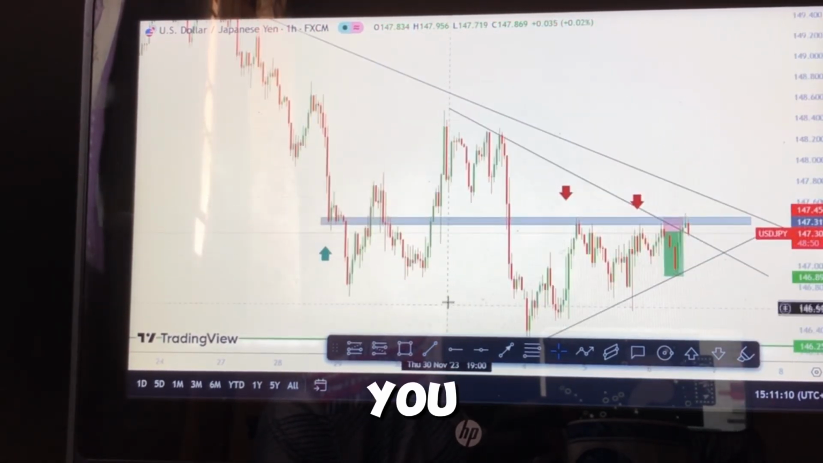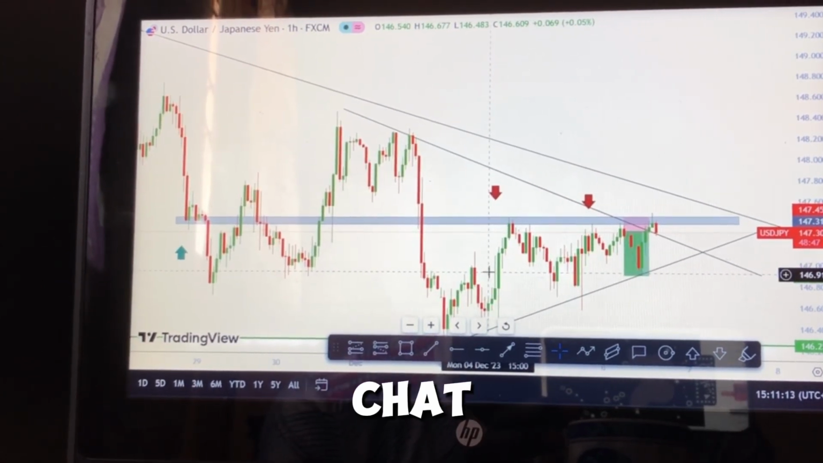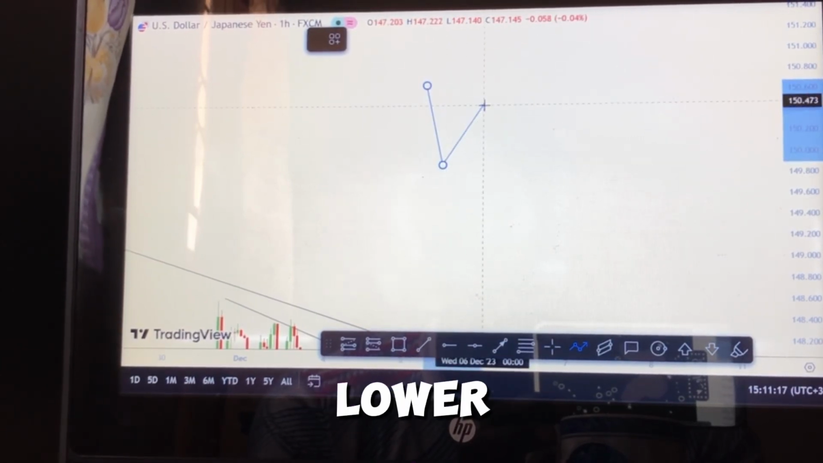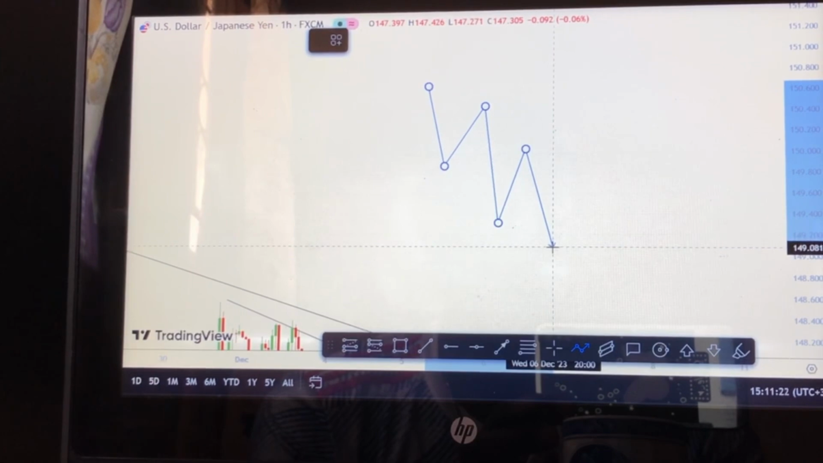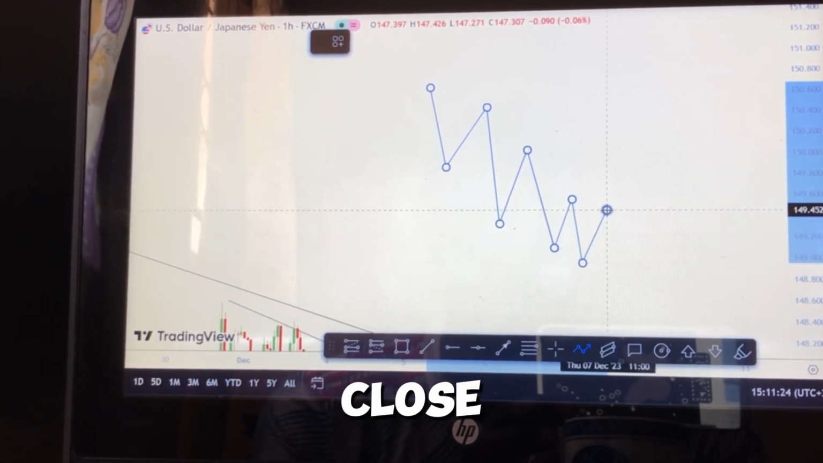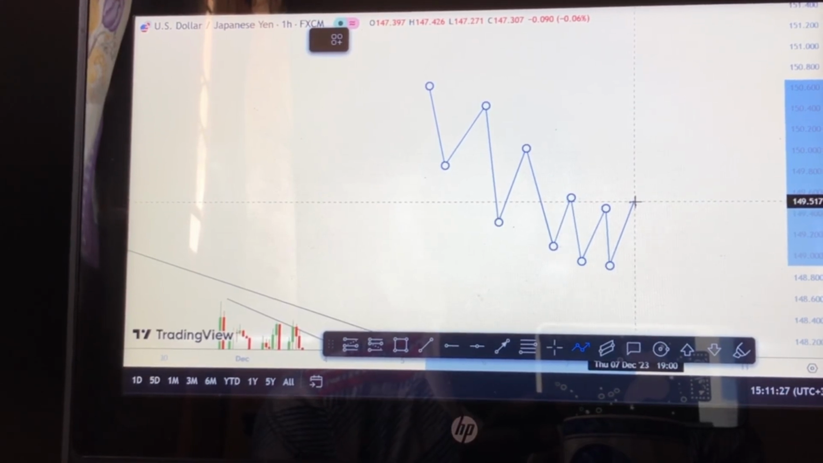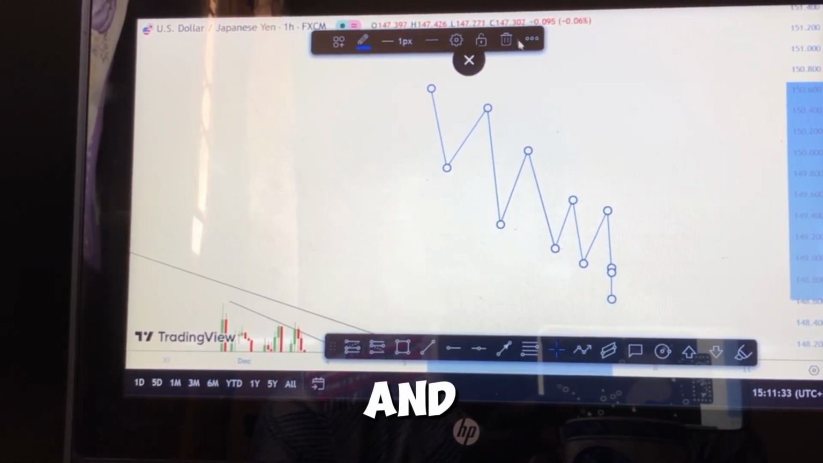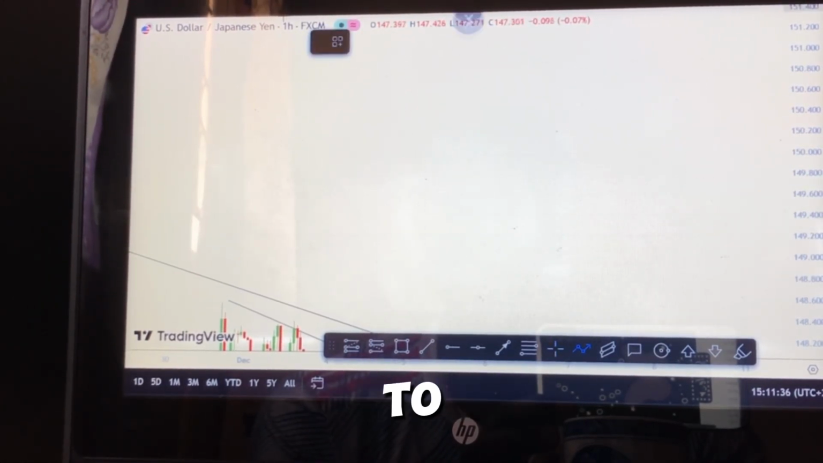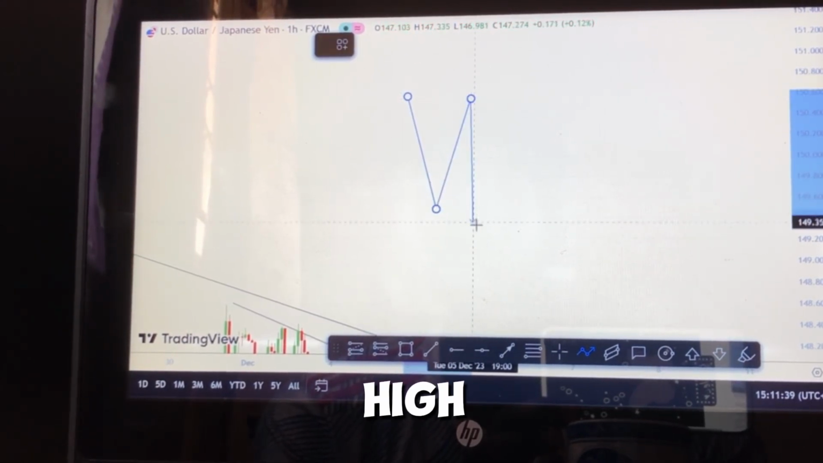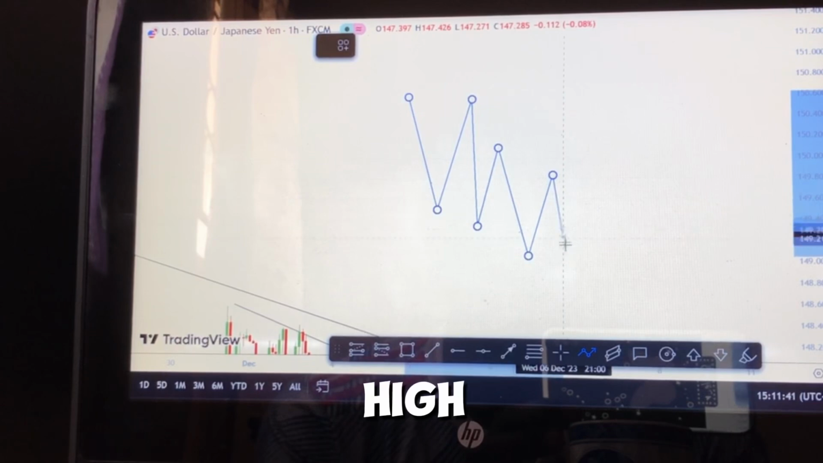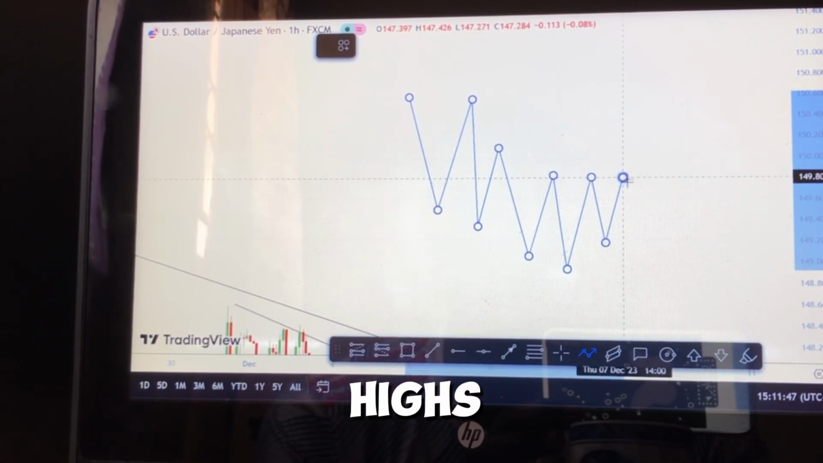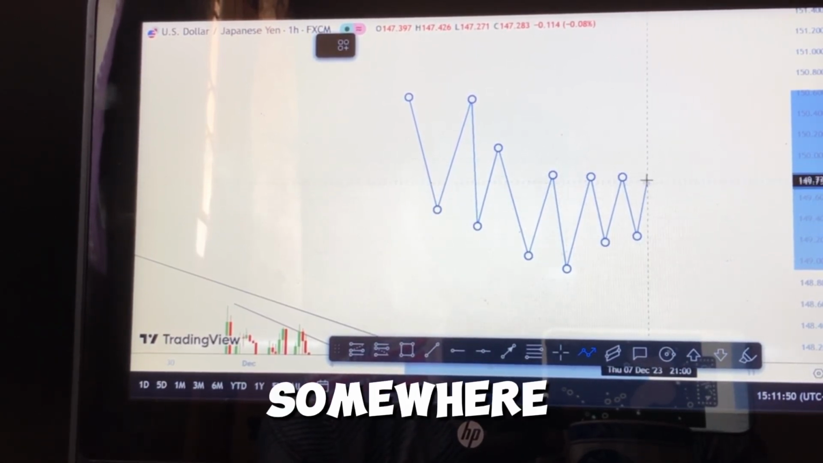Now if you are a trader of chart patterns, you realize that when the market is in a downtrend, forming lower lows and lower highs, the market tends to consolidate around this area. Let me delete this and start again. When the market forms a lower high, lower low, lower high, lower low, and then continues forming lower highs, somewhere like that.